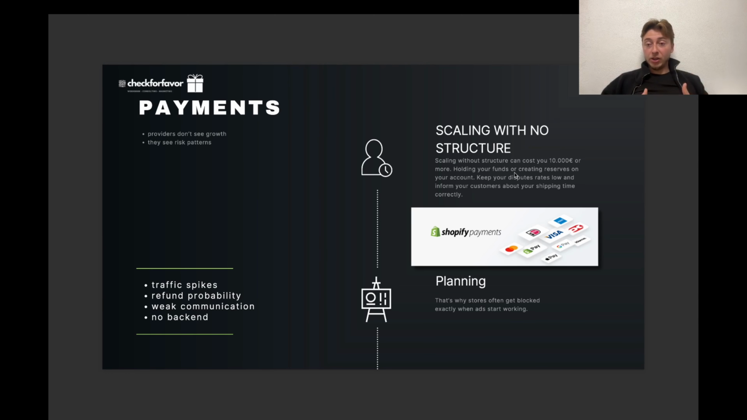Keep your disputes rate low and inform your customers about your shipping time correctly. You should be planning what is actually going on and inform all of your customers so they know what to expect when they get their package. And to also prevent this, I would recommend you guys to get WhatsApp support. If people have an issue, they're just going to message you on WhatsApp. You're going to figure it out. You get no disputes. I have zero disputes now because I just have WhatsApp. So I recommend you guys do this.